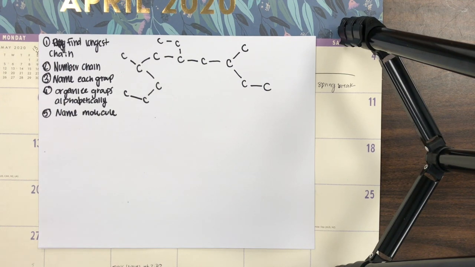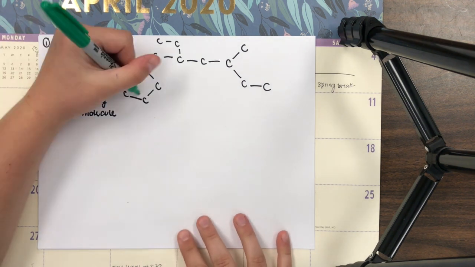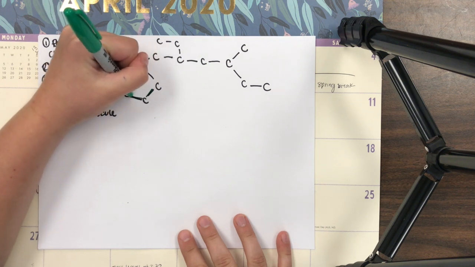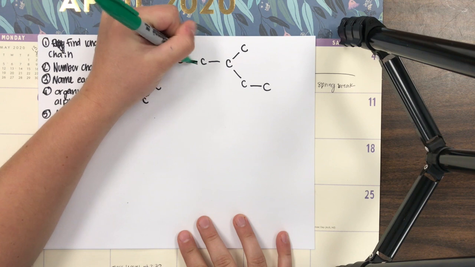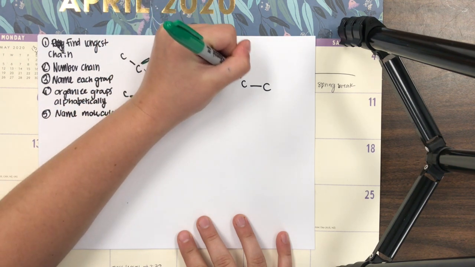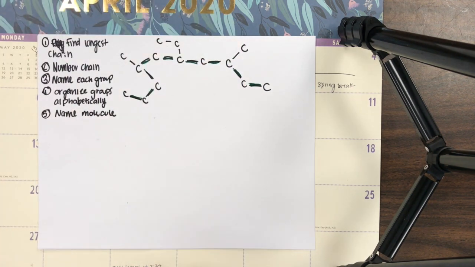Okay, here we go. So let's practice naming branch chain alkenes. This is just another video like the one that was posted before this, but it's more practice with the same thing. So to find the longest chain, remember we're just going to look for the longest parent chain. Okay, so now that I've identified the longest parent chain, I'm going to number the chain.